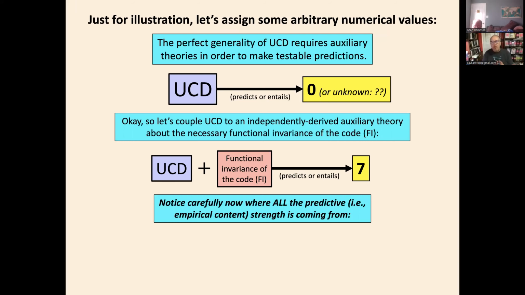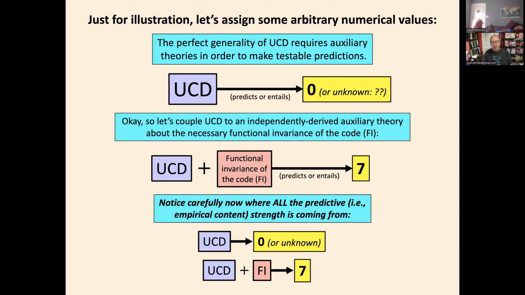Notice here where all the strength in the prediction is coming from. Universal common descent by itself tells you nothing, yet when you couple it to another theory, you get something that you can check. All the work in that prediction is being done by the auxiliary theory. And all universal common descent is providing you is a modifier, right? The term universal. You've got a logical modifier there, but the actual content is coming from the auxiliary theory. That's very significant, as you'll see, right?